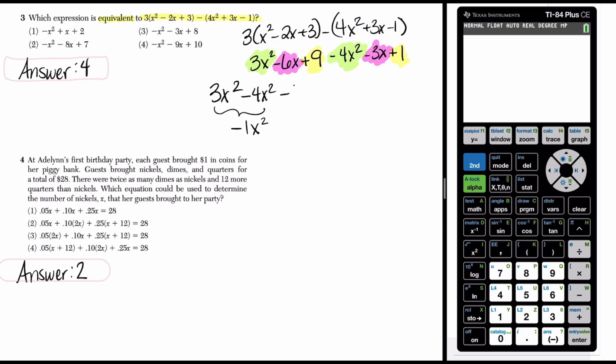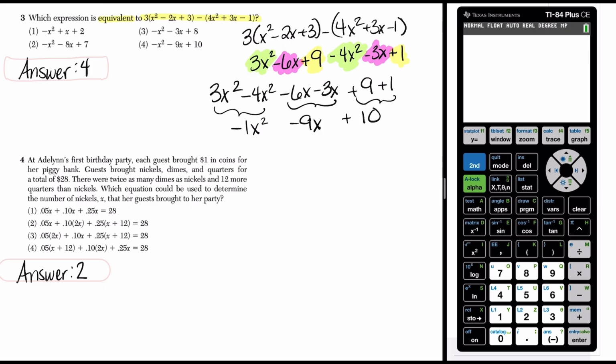And now I have negative 6x minus 3x. These are going to combine, put them all together. They're all negatives, so I'm going to have more negatives. So minus 9x, and positive 9 plus 1. We're going to combine those like terms and we're going to get positive 10. And we can see our answer for number 4 right there. So that's one way you can do it.